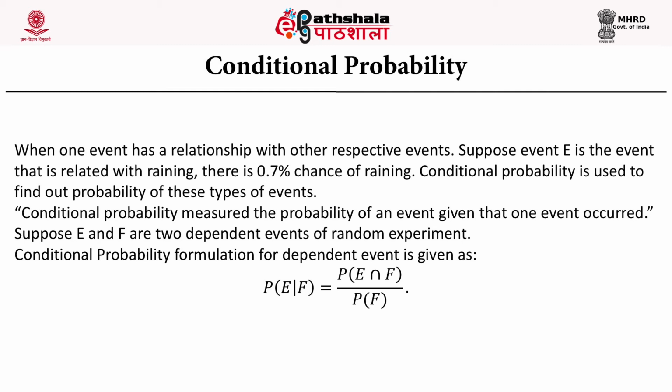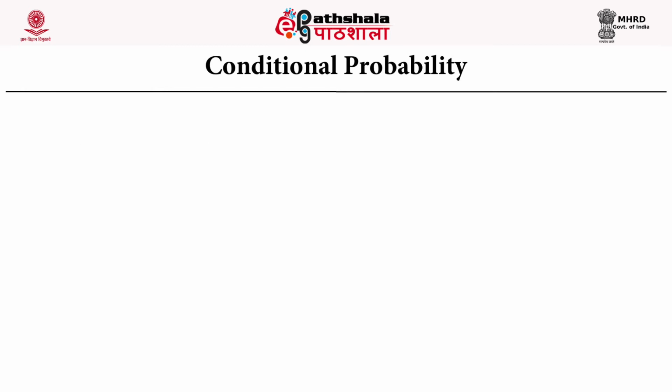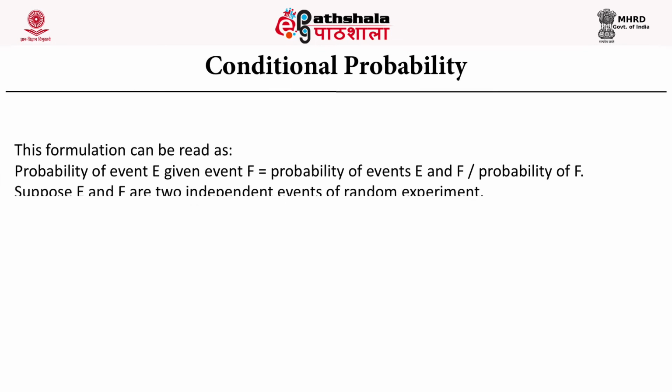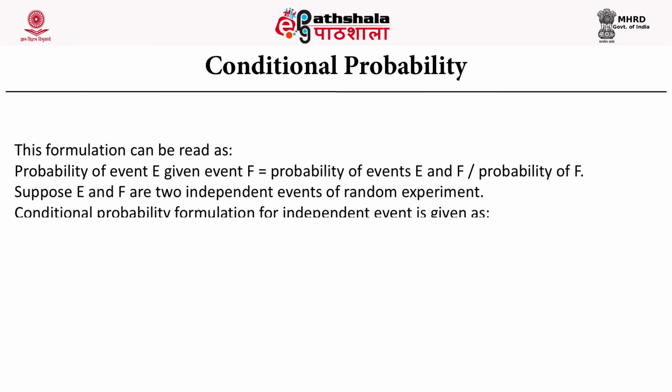Conditional probability measures the probability of an event given that one event has occurred. Suppose E and F are two dependent events of a random experiment. The conditional probability formulation for dependent events is given by the formula: probability of E given F is equal to probability of E intersection F divided by probability of F. This can be read as probability of event E given F, which is equal to probability of events E and F divided by probability of F.